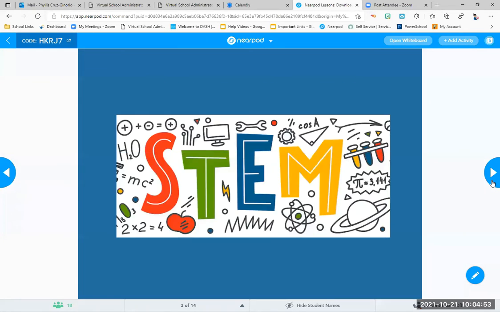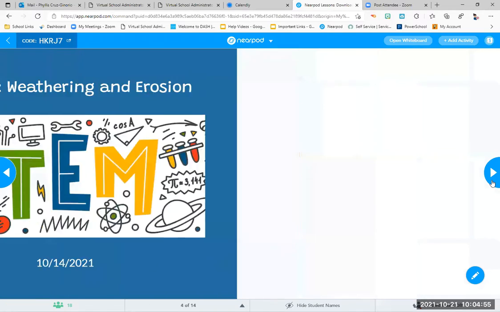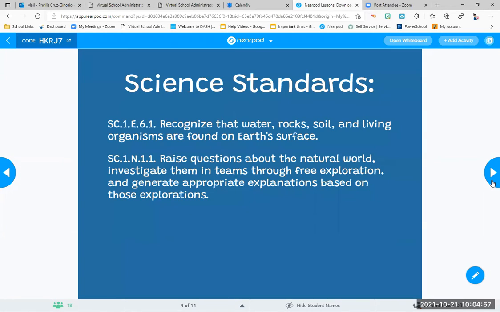So our labels, that's one thing I wanted to show you. Now we can actually go on to our lesson. It is erosion. We're going to talk about erosion. So let's talk about our standards and what we're doing today.